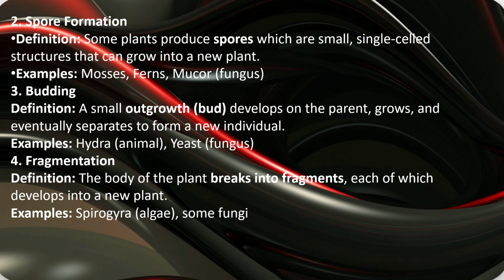Third one is budding. Definition: a small outgrowth, bud, develops on the parent, grows, and eventually separates to form a new individual. Examples: hydra, animal, yeast fungus. Fourth one is fragmentation. Definition: the body of the plant breaks into fragments, each of which develops into a new plant. Examples: Spirogyra, algae, some fungi.